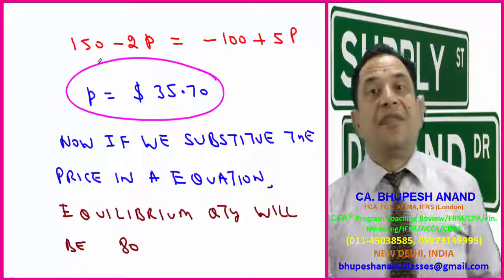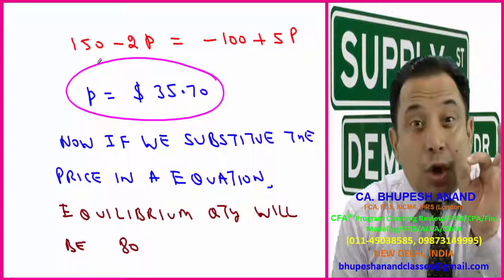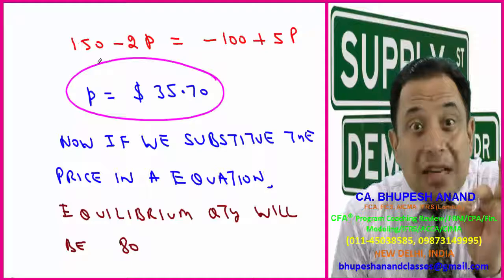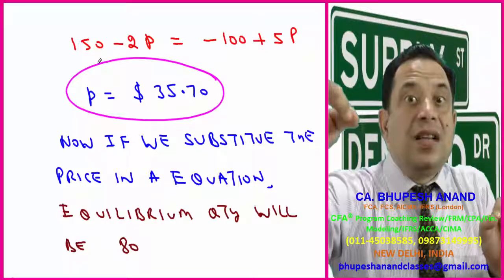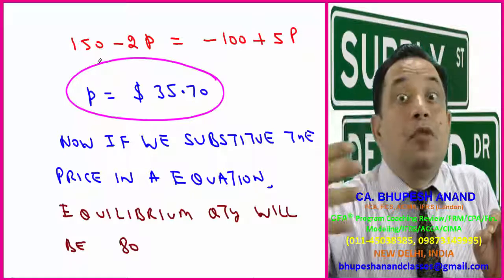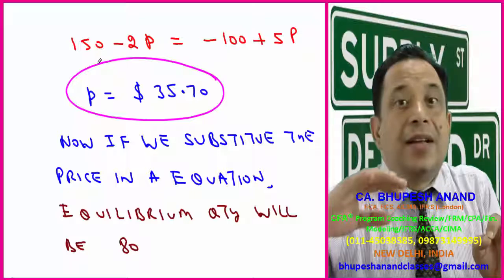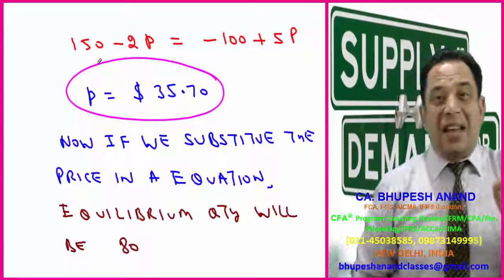And that price will be $35.70. It means at $35.70, if the price of that quantity is $35.70, then there will be equilibrium. We will be achieving equilibrium. That is, quantity demanded will be just equal to quantity supplied.